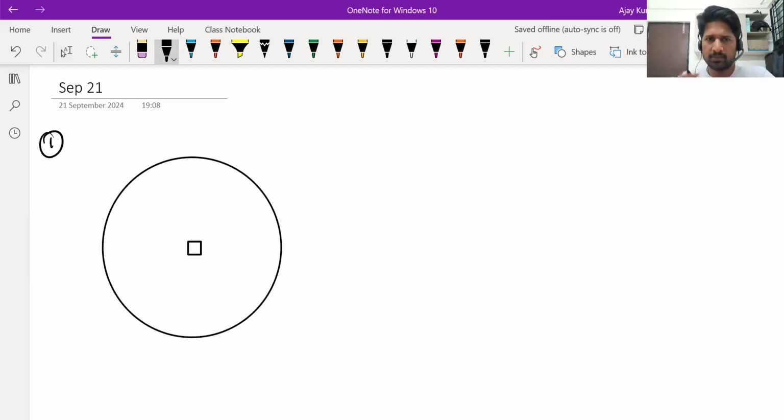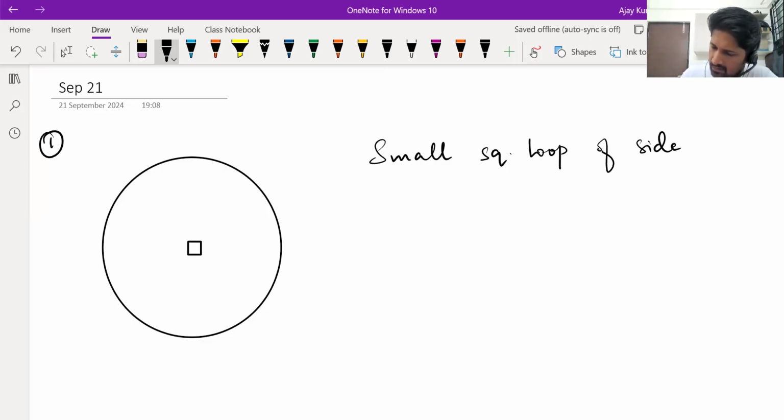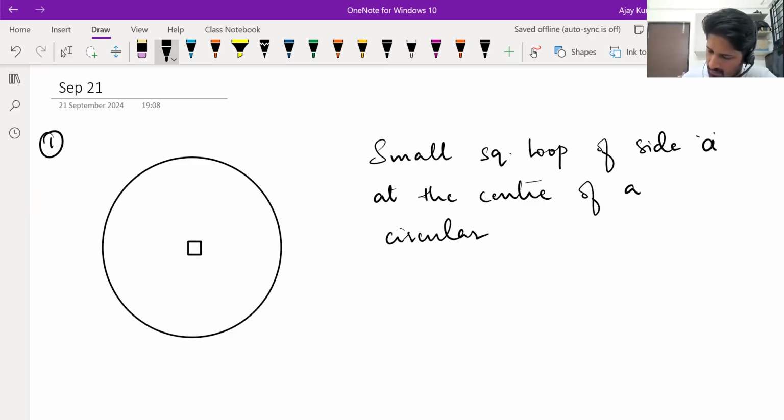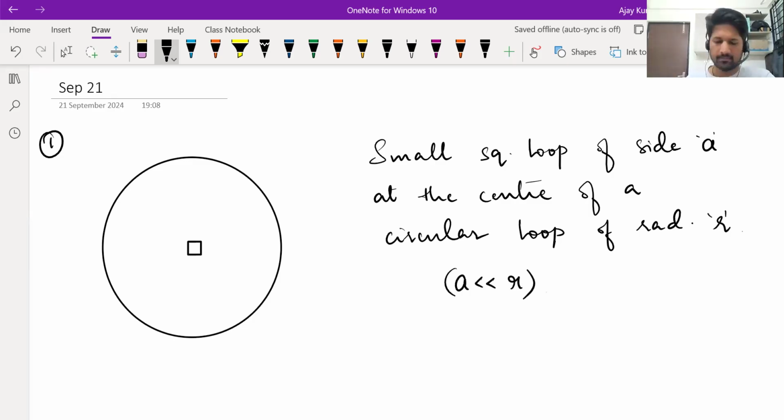Consider two loops like this. Obviously, as you can see, one is a circular loop, the other is a square loop. So basically, it's a small square loop of side, let it be A, at the center of a circular loop of, let's say, radius R. And it is given to you that A is very small compared to R. Okay. You have to derive their mutual inductance.